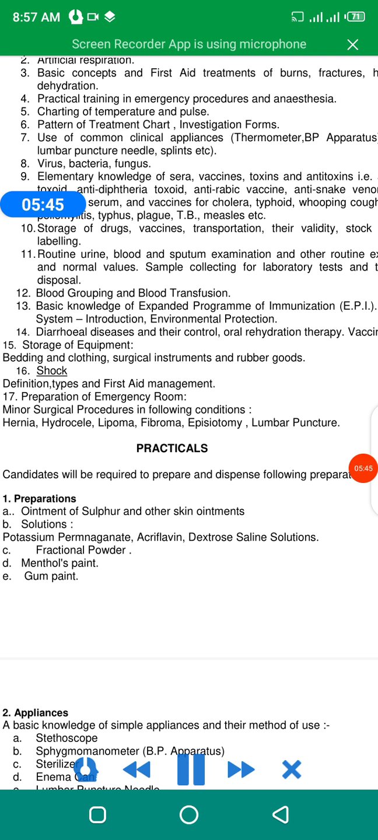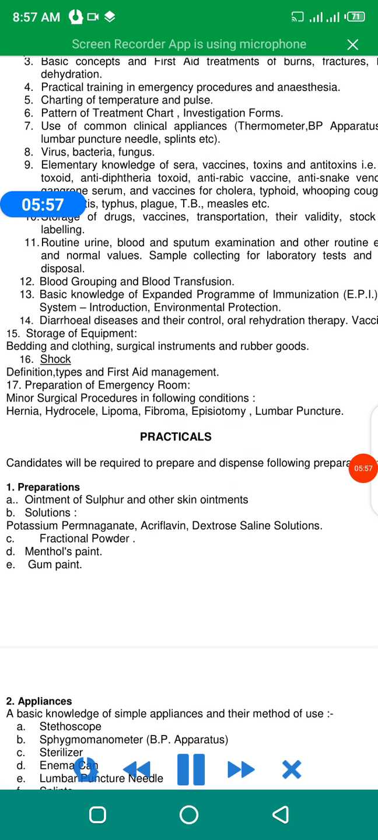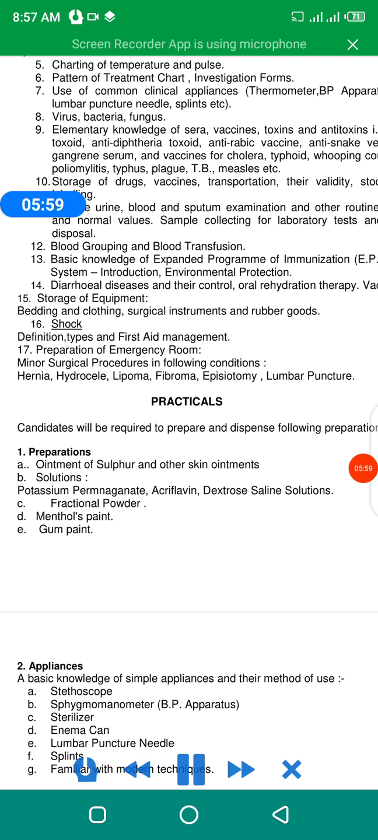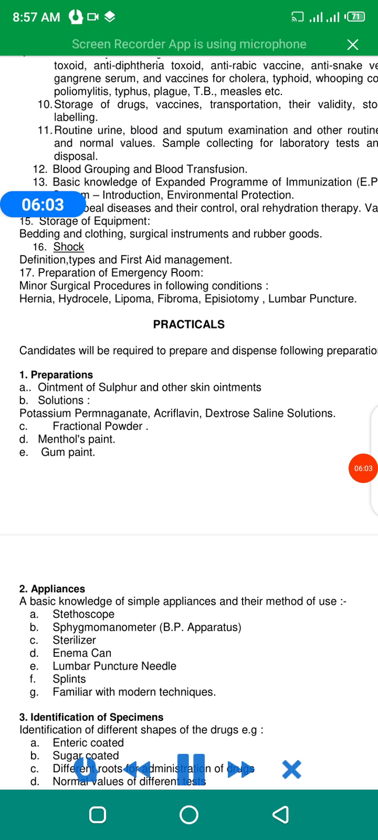16. Shock: definition, types and first aid management. 17. Preparation of emergency room. Minor surgical procedures in following conditions: hernia, hydrocele, lipoma, fibroma, episiotomy, lumbar puncture. Practicals: candidates will be required to prepare and dispense following preparations.